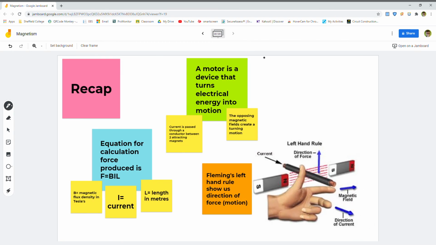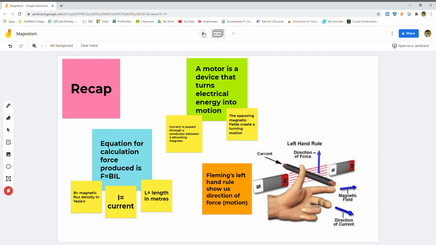Just to recap then, a motor is a device that turns electrical energy into motion. Current is passed through a conductor between two attracting magnets. The opposing magnetic fields create a turning motion. The equation for calculating the force produced by the motor is F equals BIL, so F equals B times I times L. B is the magnetic flux density, I is the current, L is the length in meters.